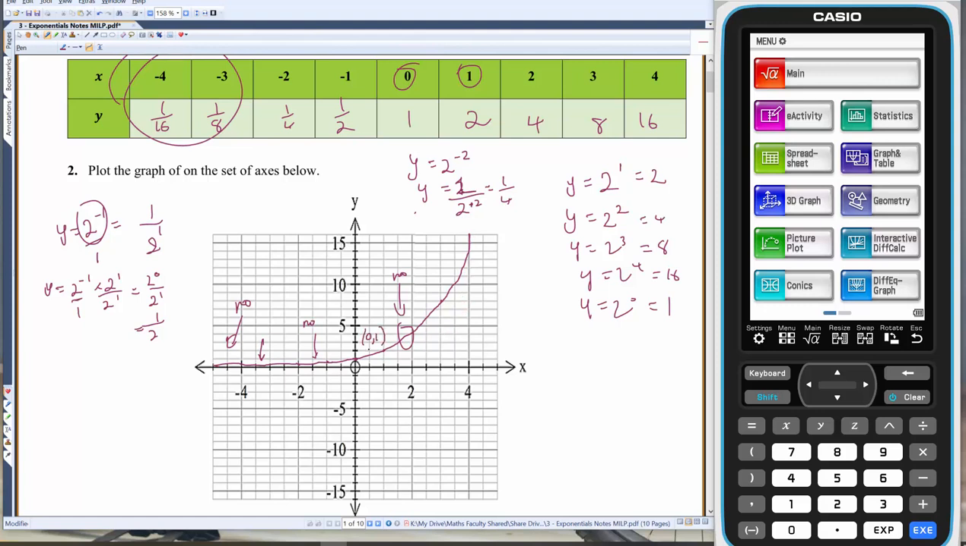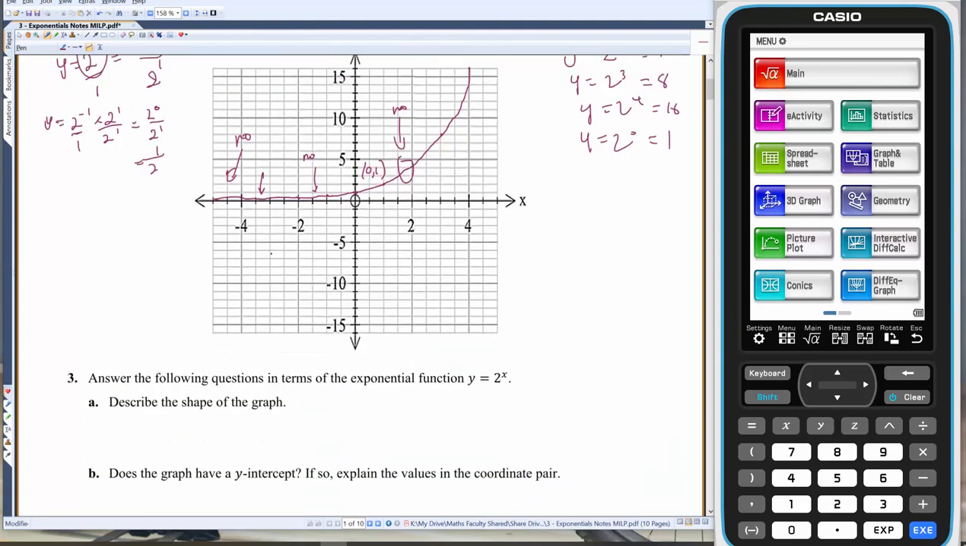As usual, we're going to mark our key features, which is the y-intercept. And now we're going to describe what happens. Describe the shape of the graph. We're going to say when x is greater than 0, values of y increase rapidly. When x is less than 0, values get closer to 0 as x decreases.